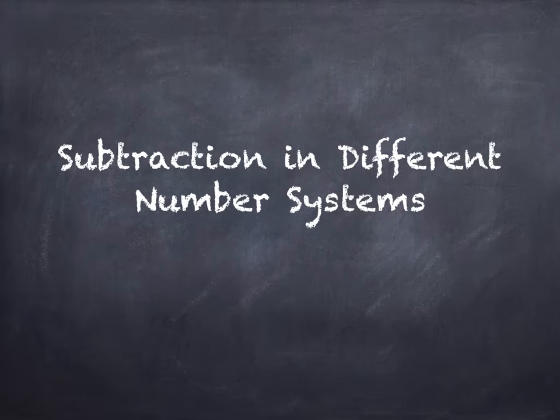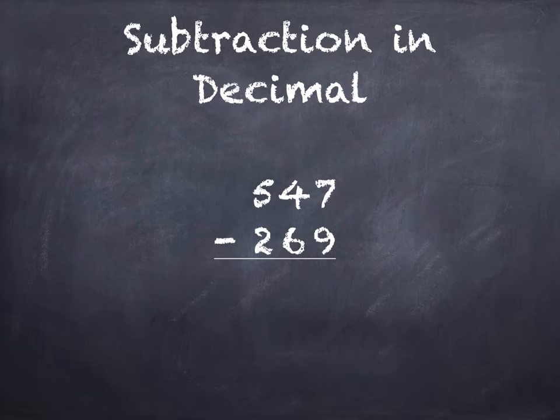Hello, this is the fifth video in the series on number systems. We're going to be discussing in this video subtraction in different number systems. So the first example is in decimal. We're going to be doing subtraction in decimal. We have two numbers there: 547 minus 269.